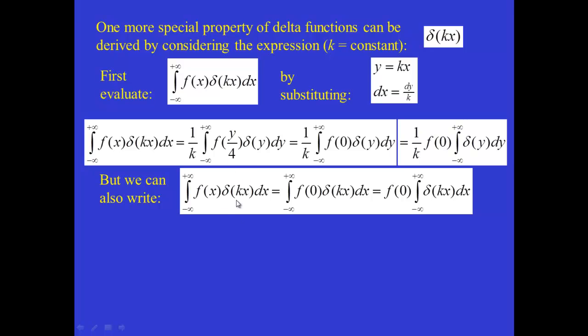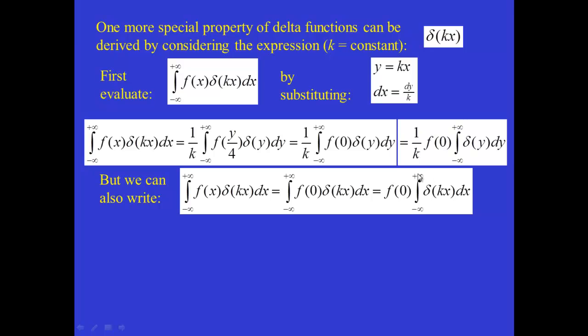For f of x delta of kx, the singularity is at x equals 0, so it's also possible to write this as f of 0 delta of kx dx. The f of 0 comes outside the integral, leaving behind the integral of delta of kx dx, and we can look at this and see that both of these two expressions, the one from the previous line and the one from the lower line, must be equal to each other. They came from the same initial expression.